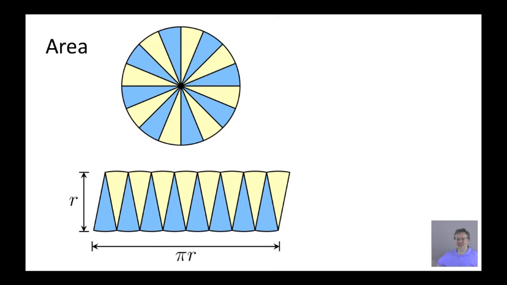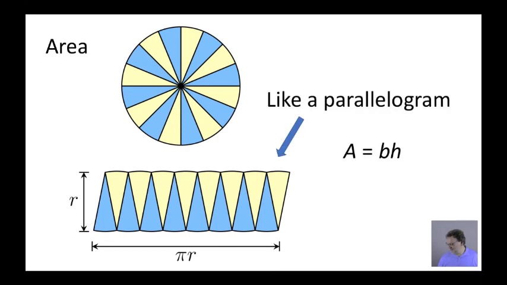So the base of this parallelogram just involves those blue segments, so that's just pi r on the bottom there. And the height of this parallelogram is r. Base times height, pi r times r, pi r squared is our formula for the area of a circle. And it comes from splitting off those pieces and making it look a lot like a parallelogram here. You can see that illustrated.